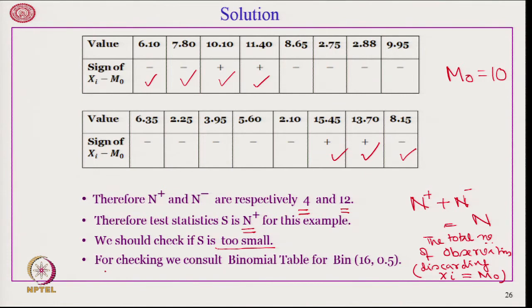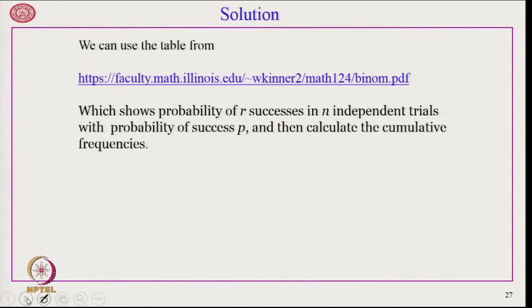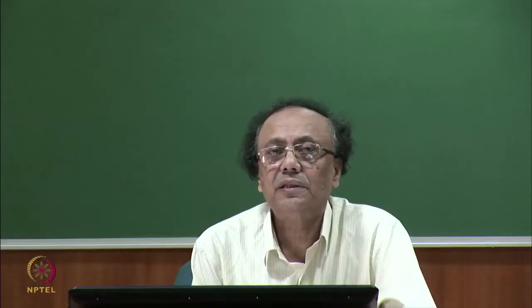But how to do that? For checking that, we consult a binomial table of n equal to 16 and p equal to 0.5. Now, I assume all of you are familiar with different statistical tables like the normal table, chi-square table, T, F, etc.